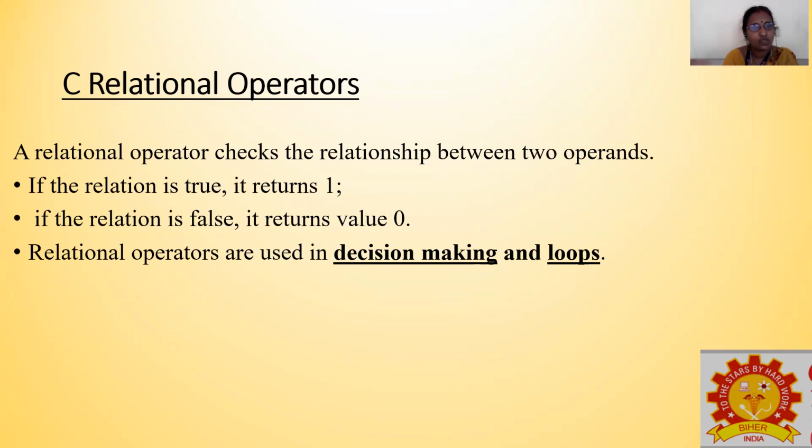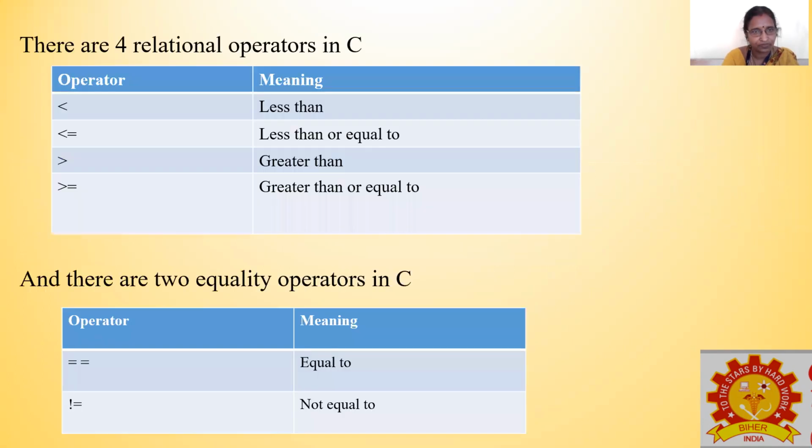A relational operator checks a relationship between two operands. If the relation is true, it returns 1. If the relation is false, it returns 0. Relational operators are used in decision making and loops. There are 4 relational operators in C. One is less than, second is less than or equal to, third is greater than, and the fourth operator is greater than or equal to. The meaning is also given in the table.